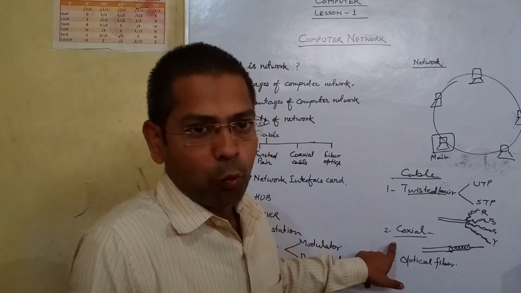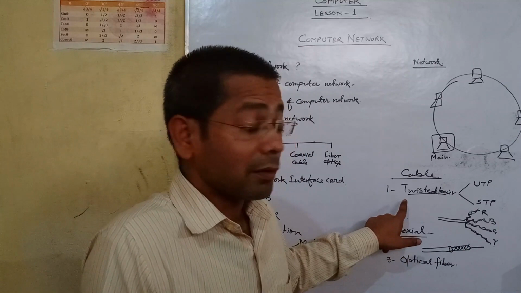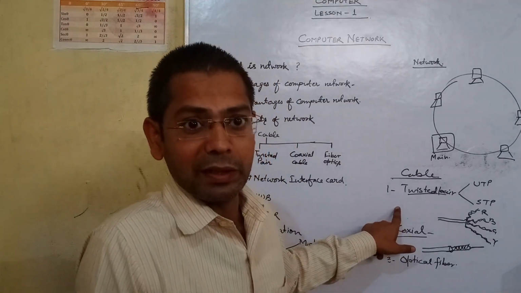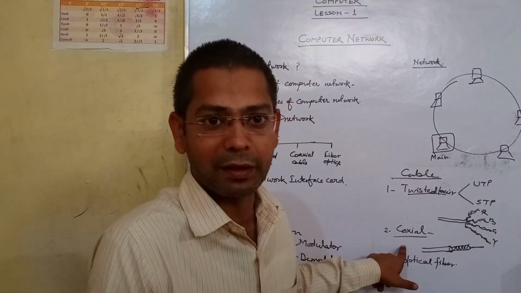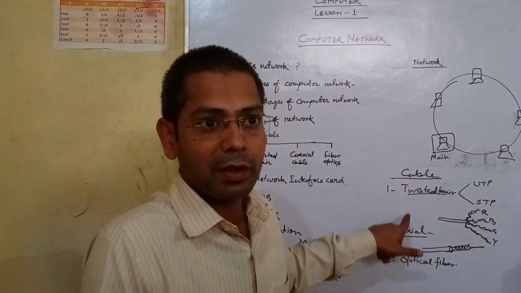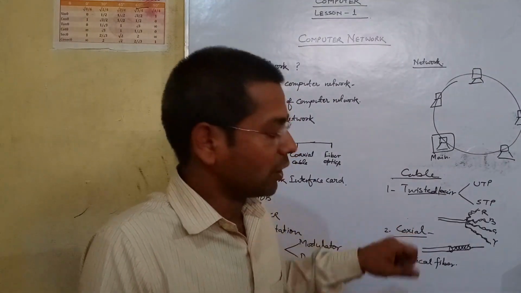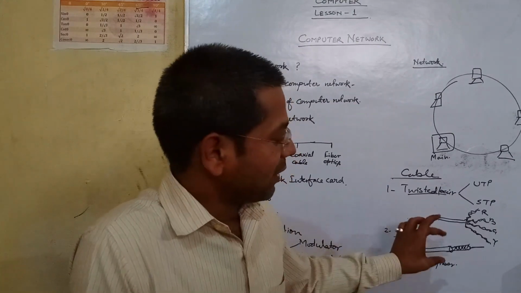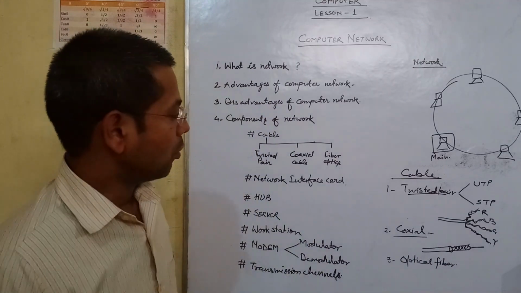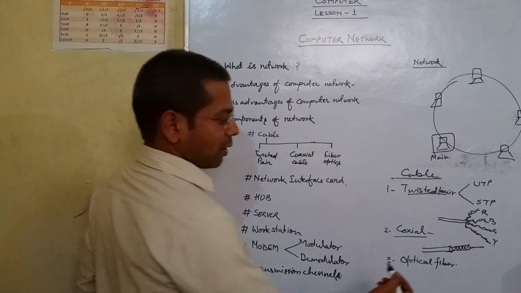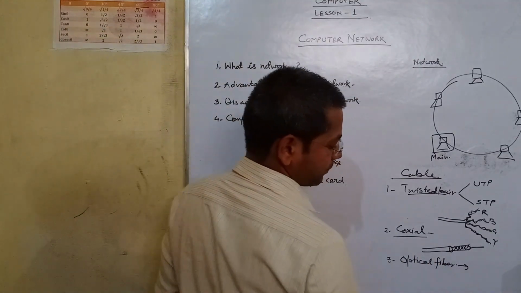The handling of coaxial cable is better and easier than the twisted pair. The transmitting of data in the coaxial cable is more than twisted pair. So coaxial cable is just like this TV wire which we use in homes. Then afterward comes optical fiber.